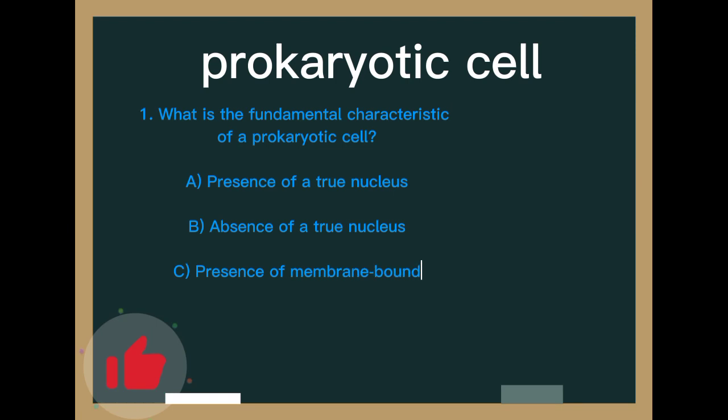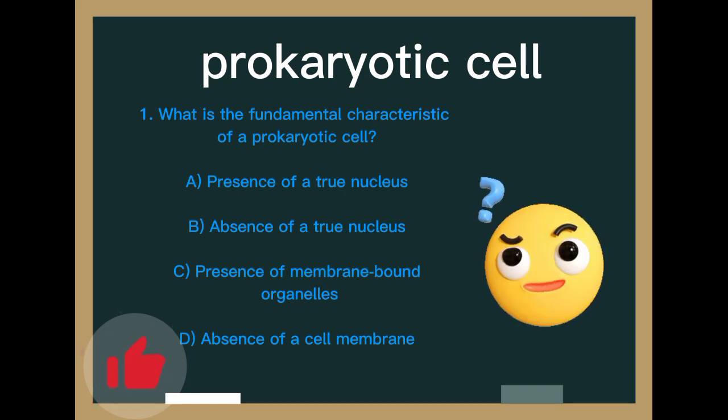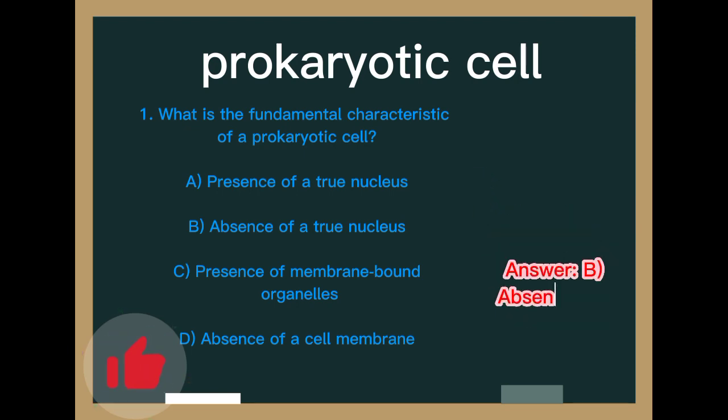1. What is the fundamental characteristic of a prokaryotic cell? A. Presence of a true nucleus. B. Absence of a true nucleus. C. Presence of membrane-bound organelles. D. Absence of a cell membrane. Answer: B. Absence of a true nucleus.